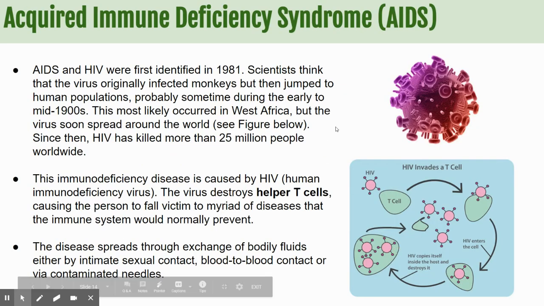All right, acquired immune deficiency syndrome, AIDS. AIDS and HIV were first identified in 1981, and they think that the virus originally infected monkeys, but then jumped to the human population sometime around the mid-1900s. Most likely in West Africa, and then the virus soon moved around the world. It has now killed more than 25 million people worldwide.